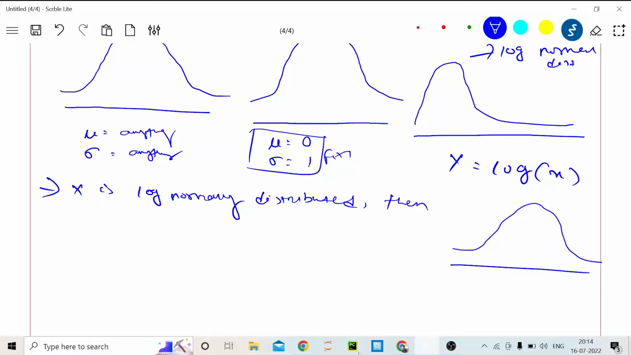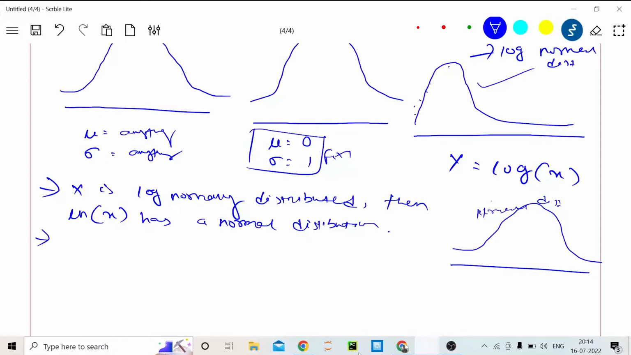Then ln of x has a normal distribution. That means when the value is like a log normal distribution like this, we can just take the log of this value, start to plot a distribution, and it always comes out as a normal distribution. Just take the log of x, and the distribution we get is nothing but the normal distribution.